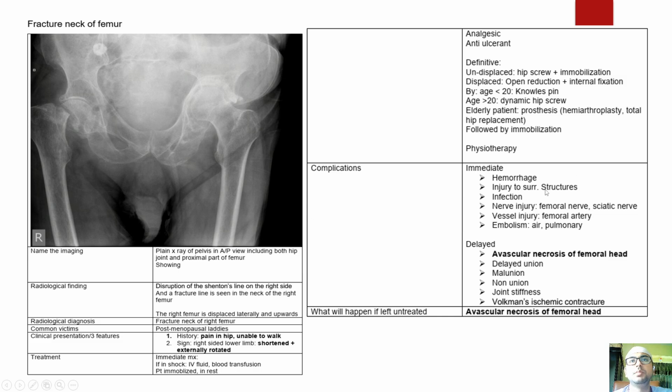So complications may be hemorrhage, injury to surrounding structures, infection, nerve injury, vessel injury, immobilization, pulmonary complications, delayed avascular necrosis. First, you have to say that because it's very important and dangerous. That is avascular necrosis. Delayed union, malunion, non-union, joint stiffness, Volkmann ischemic contracture. So, if untreated, avascular necrosis of the femoral head. It is the important thing your teacher tries to know, whether you say it or not.